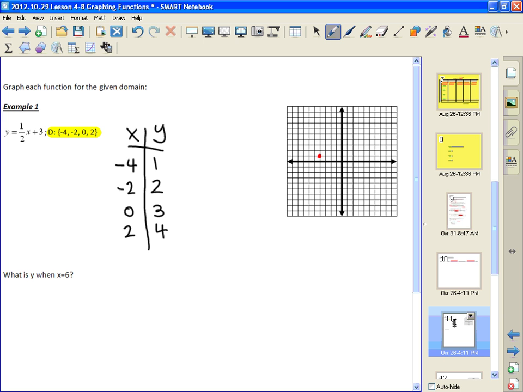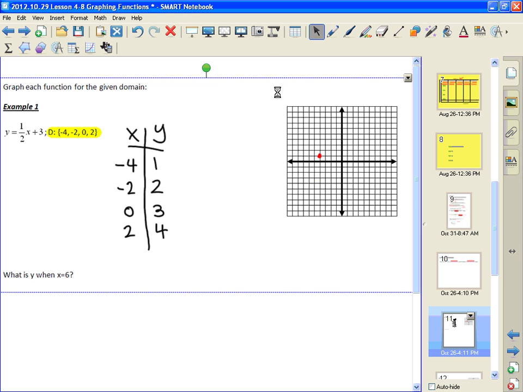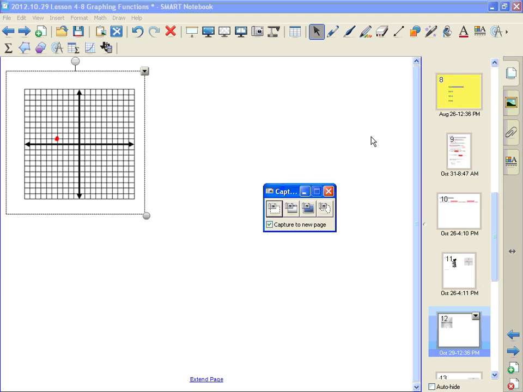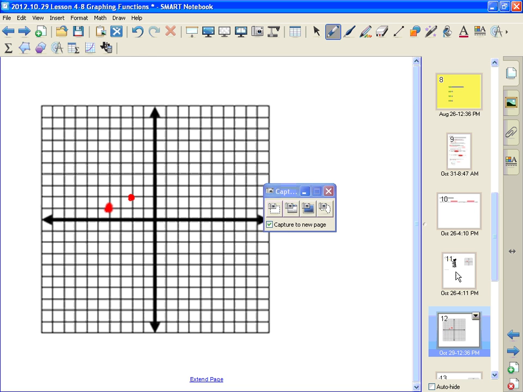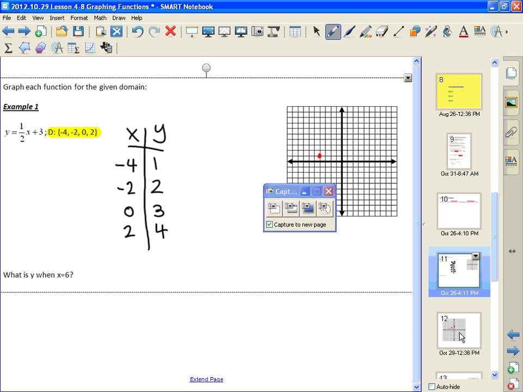Okay, the next one you want to graph is -2, 2. Oops, I got mine off a little bit. Let me try that again. I have to make my graph bigger. I can't see it. So the second one we want to graph is -2, 2. The third one we want to graph is 0, 3. And then the last one we want to graph is 2, 4.